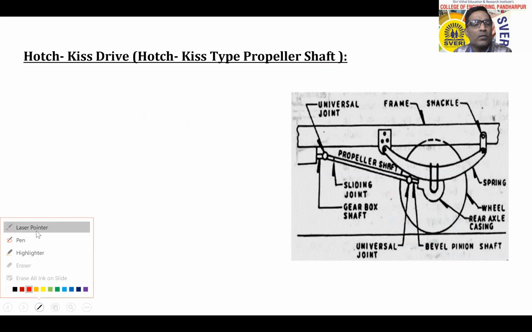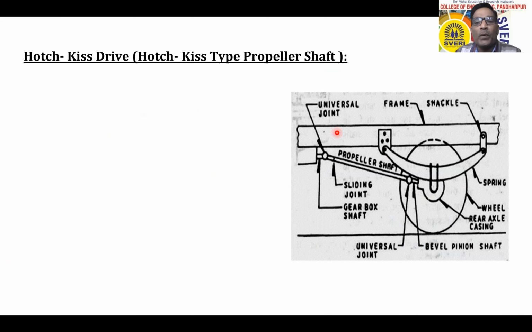So this one is the Hotchkiss type propeller shaft. You can see the figure on the right hand side. This one is the frame of the chassis, or simply one of the longest members in the automobile chassis frame. Then this one is the gearbox shaft, whatever the output shaft of the gearbox is, which is shown here. This one is the propeller shaft.